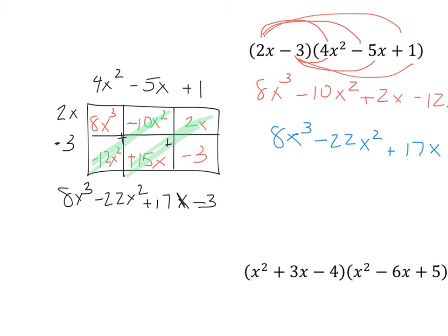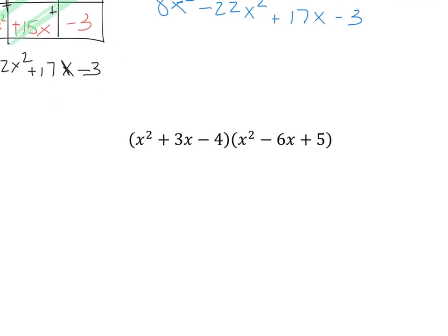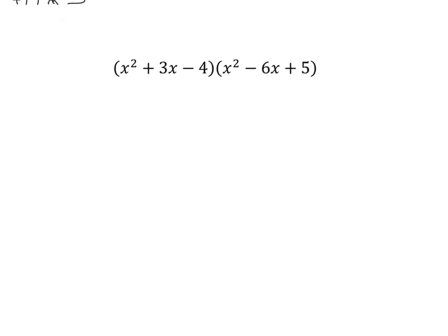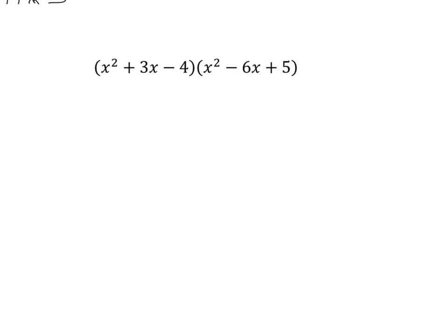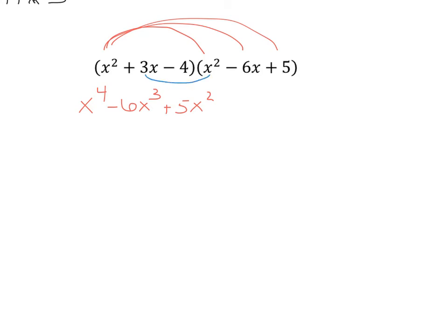Alright, the next one's the same idea, just a trinomial by a trinomial. You can do FOIL with this, so I'm going to do FOIL. All you have to do is distribute, obviously, one piece at a time, so I'm going to distribute x squared times x squared, which is x to the fourth, then negative 6x to the third, and then positive 5x squared. And then I'm going to get 3x times x squared, which is a positive 3x to the third.